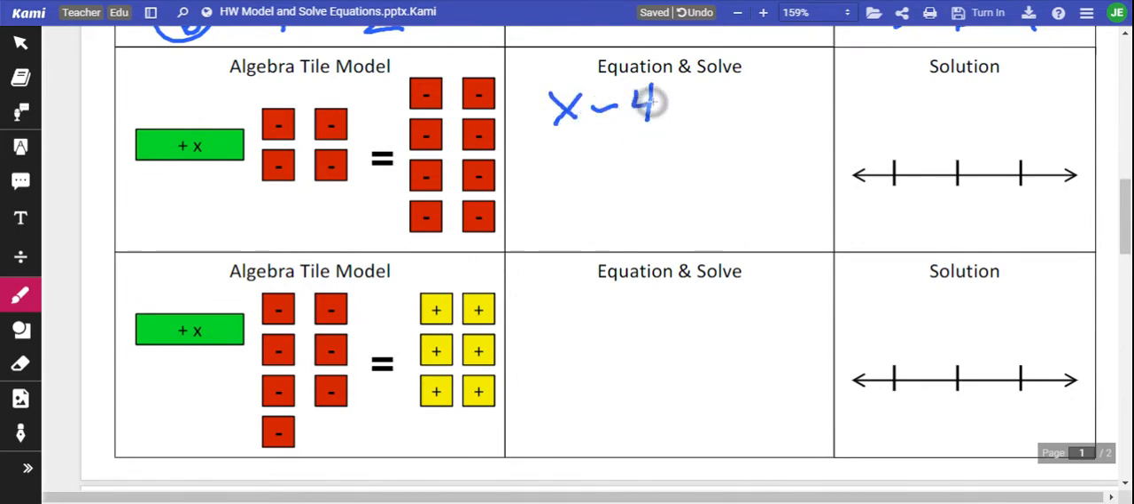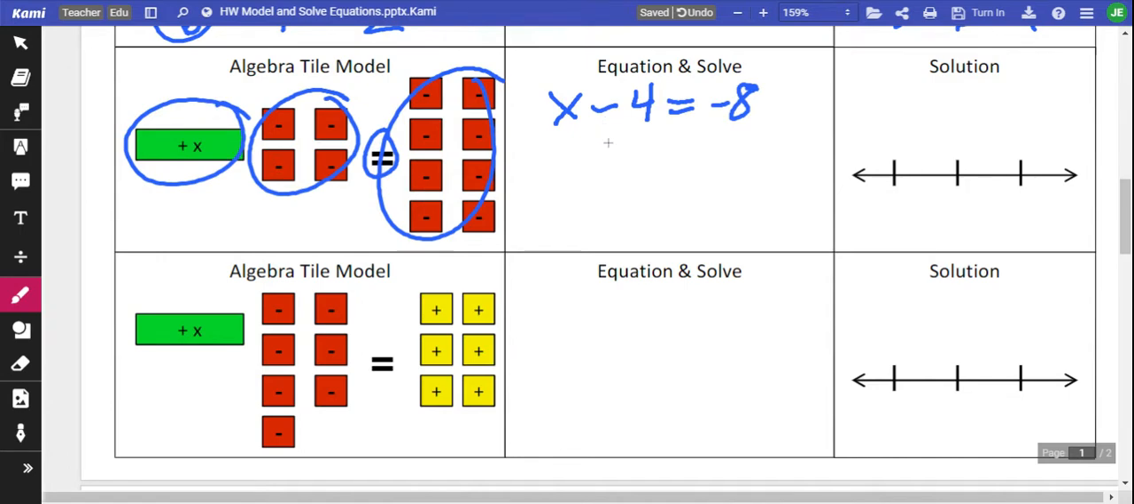X minus 4 equals negative 8. Here's negative 4, here's negative 8, here's the equal sign, and there's our variable. So we got our variable on the left side. We're going to do opposites to help us solve.